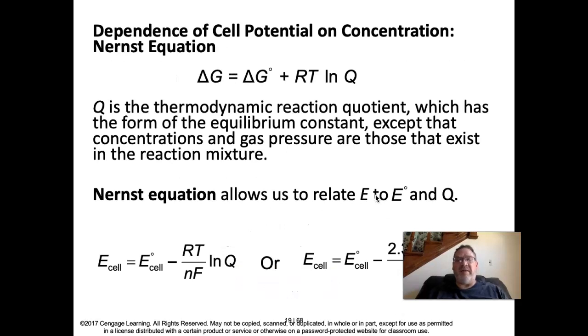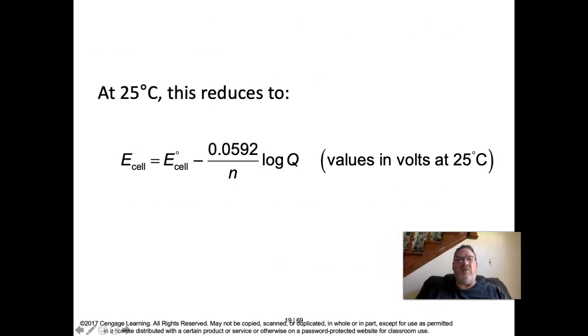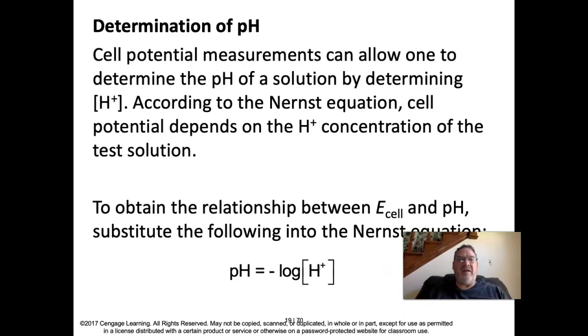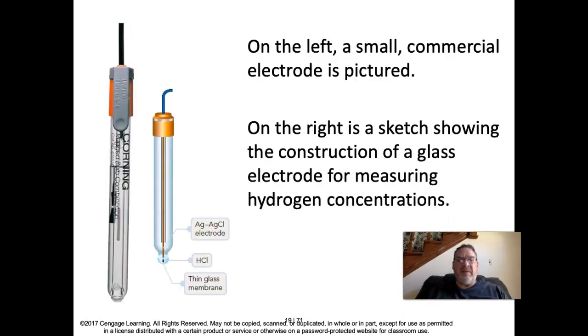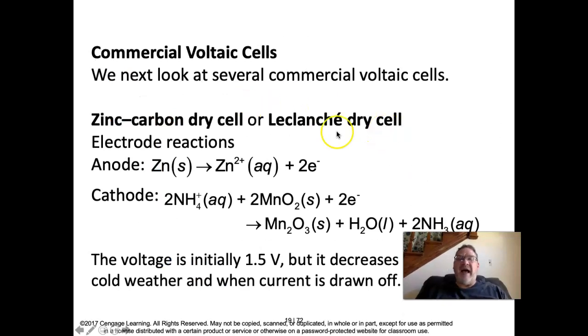And then you've got what they call the Nernst equation. Again, these are plug and chug equations that you can plug in. And the pH. The last part, and I'm not going to go through this, but they've got some commercial voltaic cells that you use on an everyday basis. What the battery in your cell phones look like, the rechargeable batteries, AA, AAA. Get a chance to look at those.